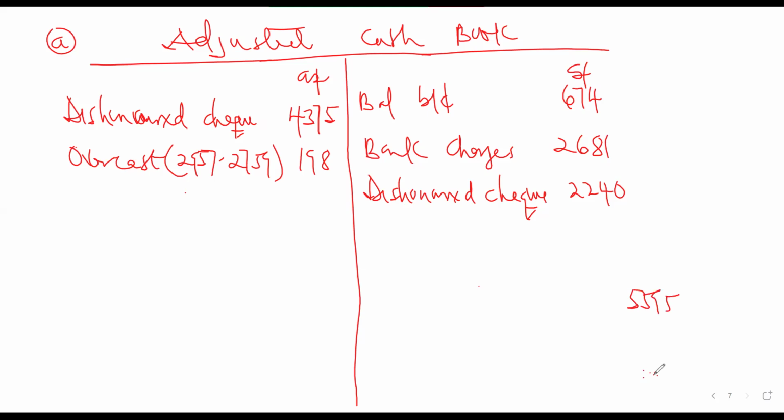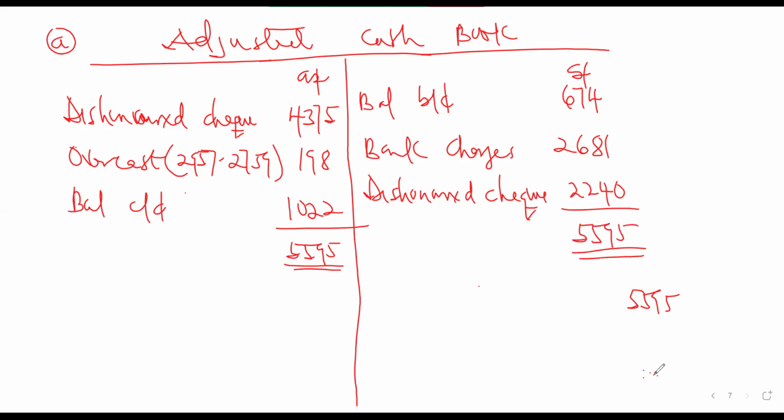So let's come here. 4375 plus 198, minus 5595. I'm getting 1022. Yes, that's very good. So that will be an overdraft. This is where I will show you that anyhow you present this will be the same figure that you are going to be getting. So let's come here. We have an overdraft balance drawdown of 1022.